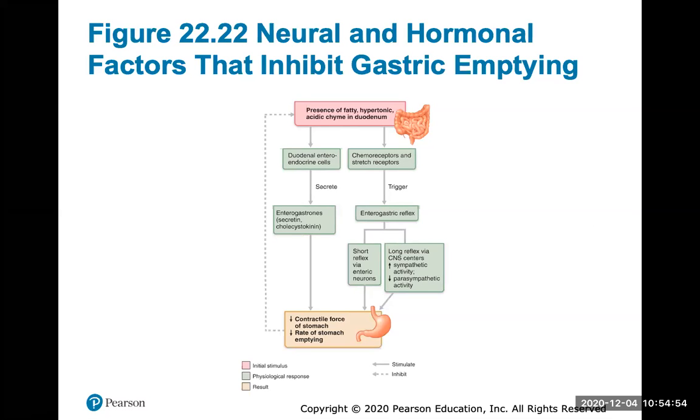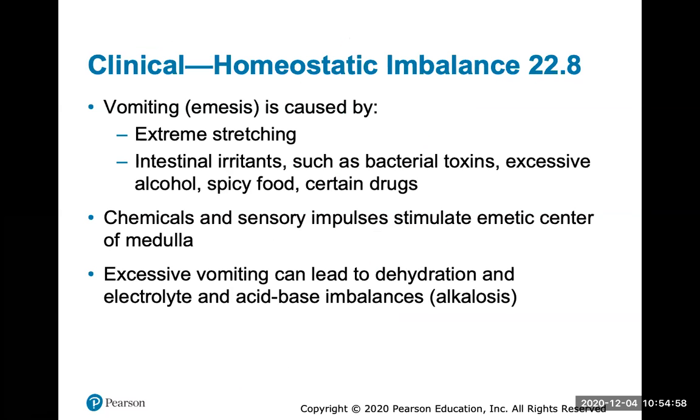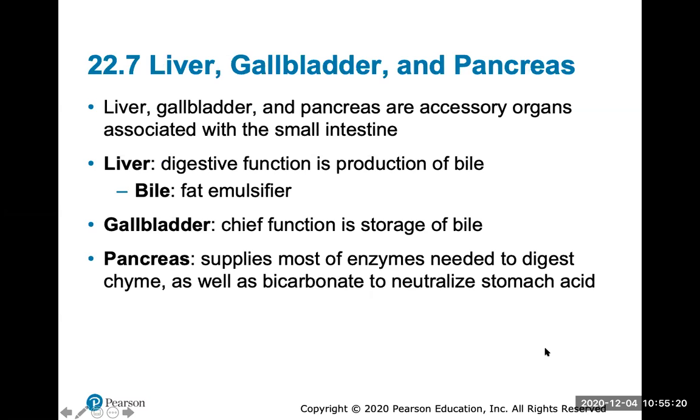Okay, and then neural and hormonal factors that inhibit gastric emptying. Vomiting, emesis, is caused by extreme stretching, also by some sort of irritant like a bacteria, a toxin, excessive alcohol, spicy food, or certain drugs. Excessive vomiting, the big thing you want to worry about, could lead to dehydration, but also electrolyte and acid-base imbalances leading to alkalosis.